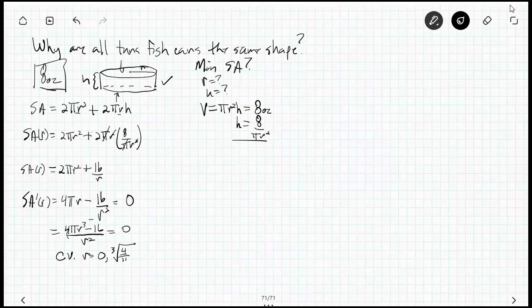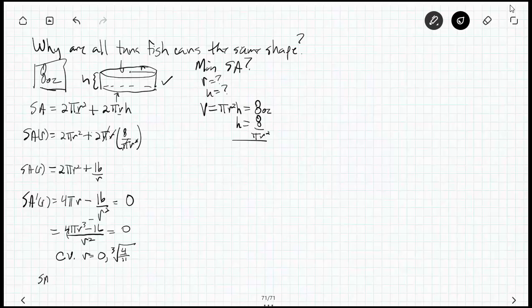Now, what is that? Let's see, 4 divided by pi, that's basically 4 divided by something close to 3. The cube root of that's going to be really close to 1. So when I'm testing values, I can numerically come up with an approximation for the cube root of 4 over pi. That makes life easier.